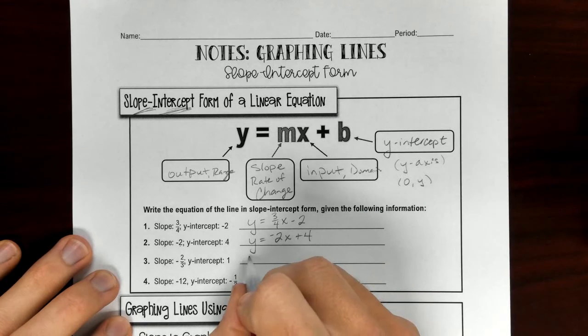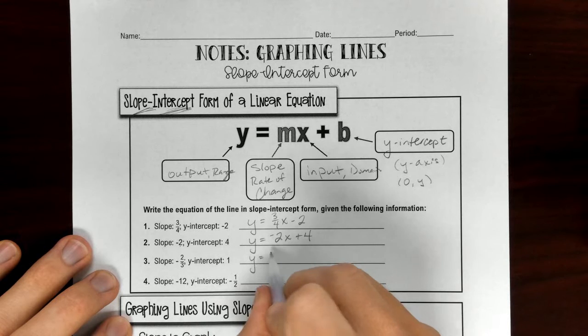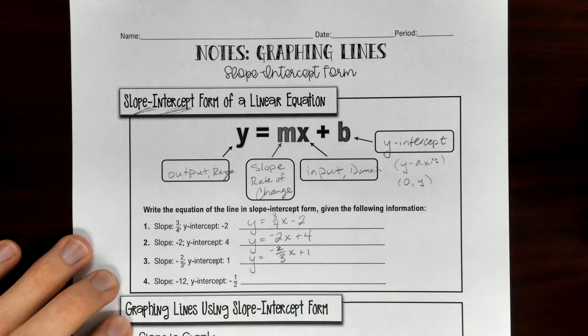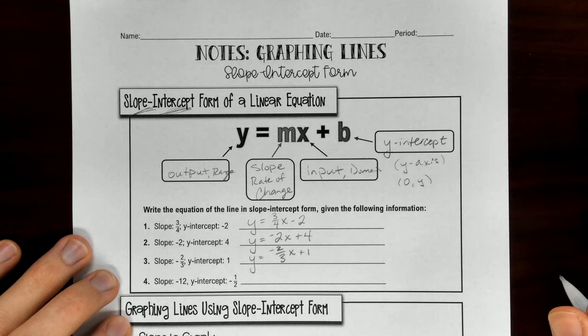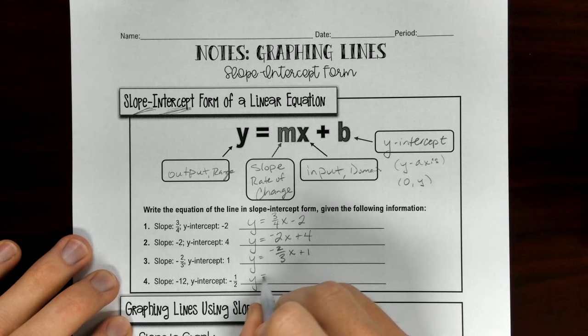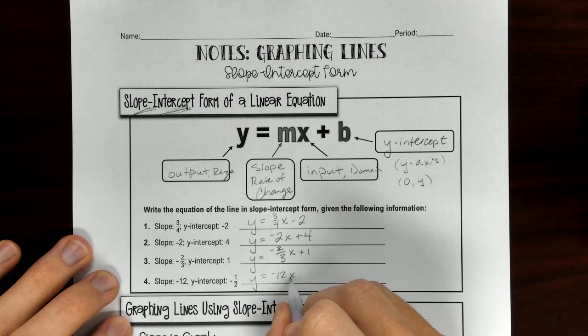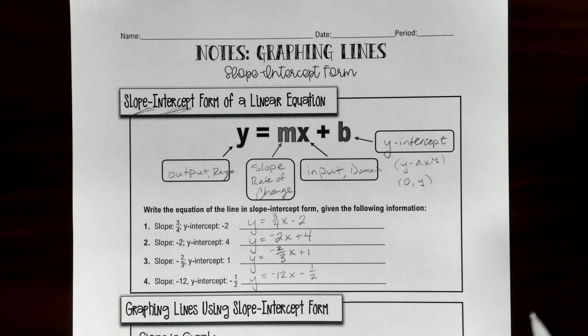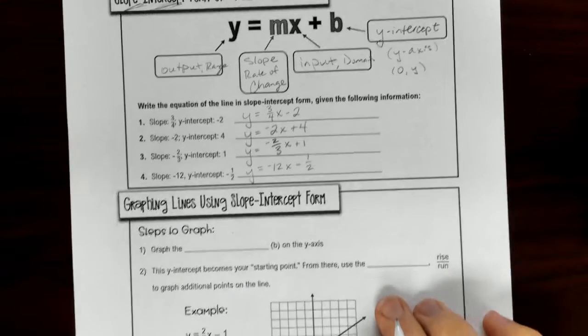Number 3, same thing. Y equals, slope is -2/3 x, and then y-intercept is +1. Last one, slope is -12, x, and the y-intercept is -1/2. So then we have the equations.